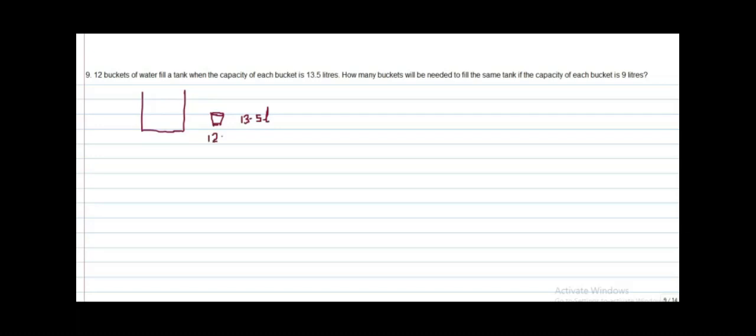And we require 12 buckets. So here the two quantities are the capacity of the bucket and the number of buckets. Now, as we increase the capacity of the bucket, do we require more buckets or fewer buckets? It is obvious that as the capacity of the bucket increases, the number of buckets required to fill the water tank will decrease. So it is going to be an indirect variation or inverse variation.